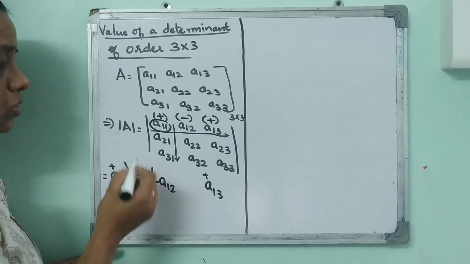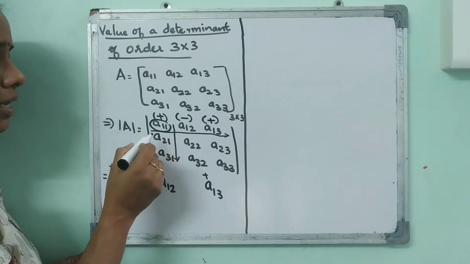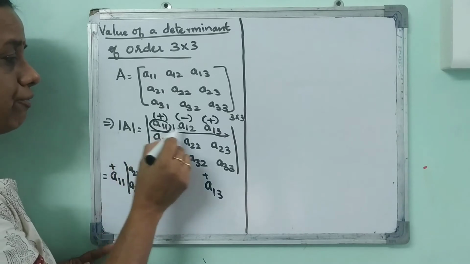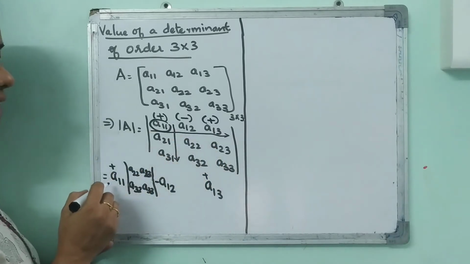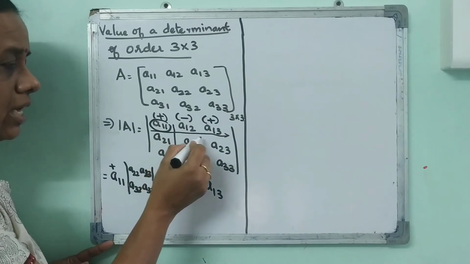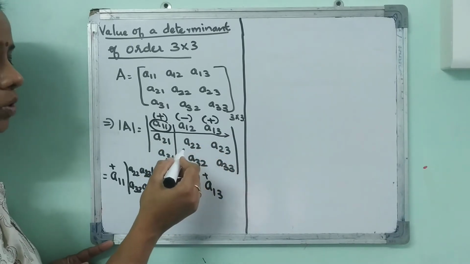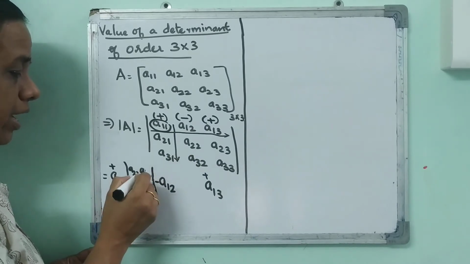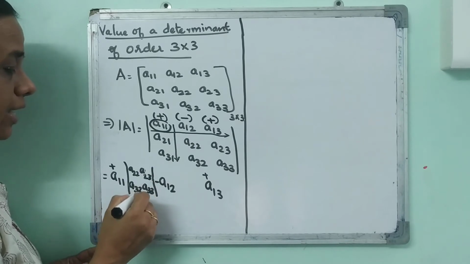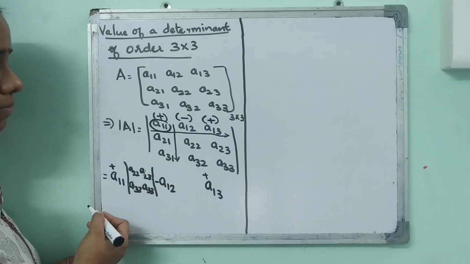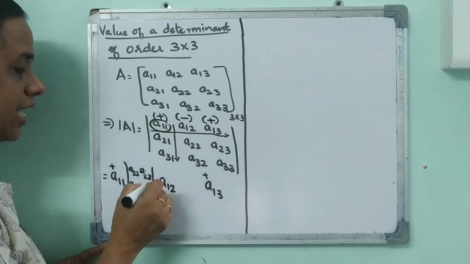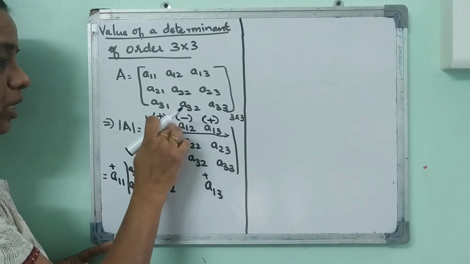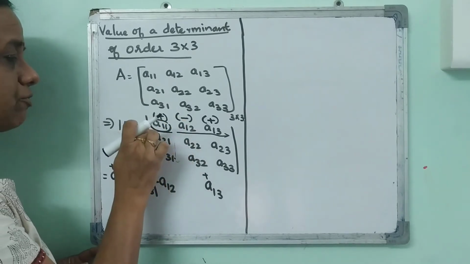So what I have done is I have taken the first element and deleted the row and column in which that element lies. What I get is a remaining determinant value, consisting of A22, A23, and in the second row A32, A33. Now I have taken the second element, and I have adopted a negative sign for that. So minus A12.